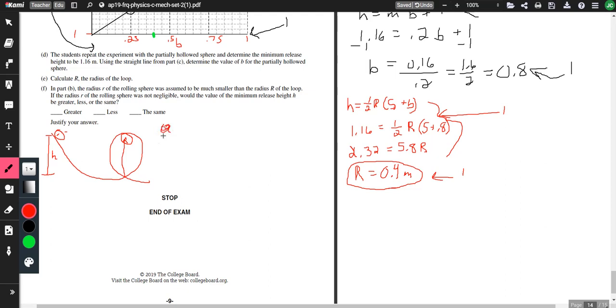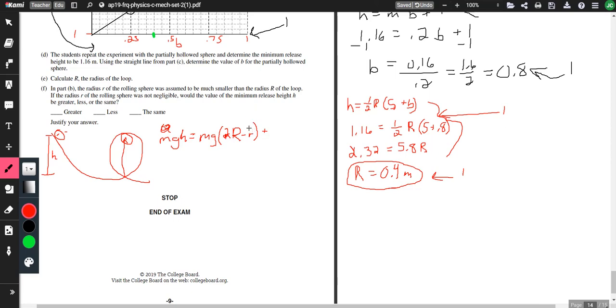So this would still be mgh. This, on the other hand, would be mg times the diameter of the entire loop minus this little radius part. So this would be 2 big R minus the little r, and then plus all this stuff.